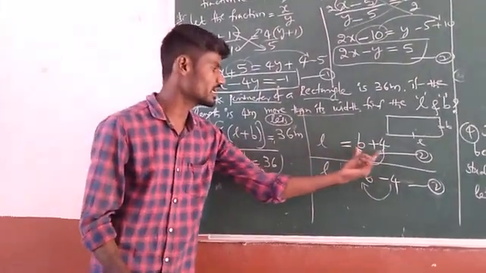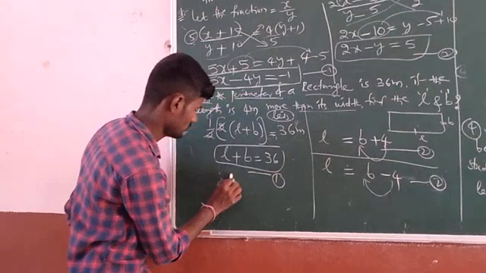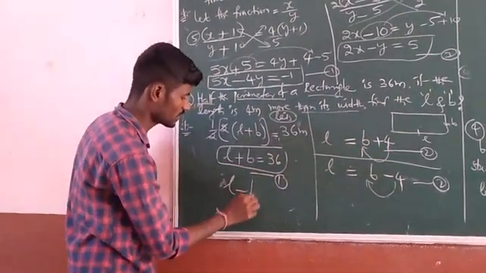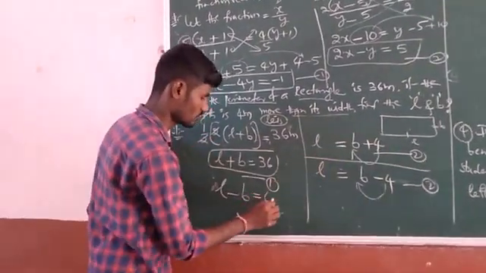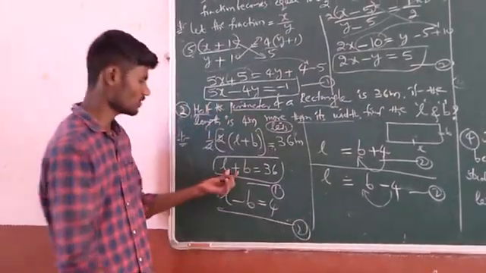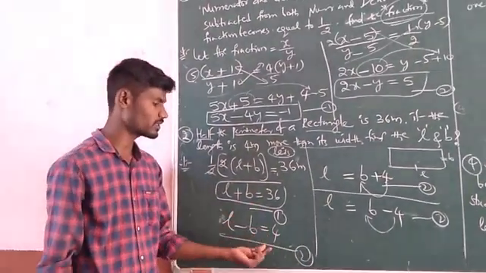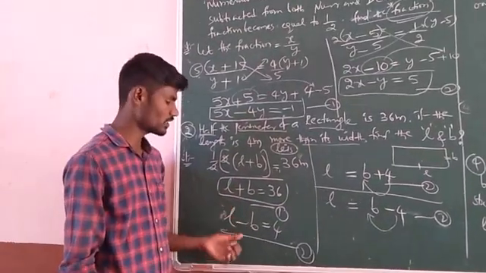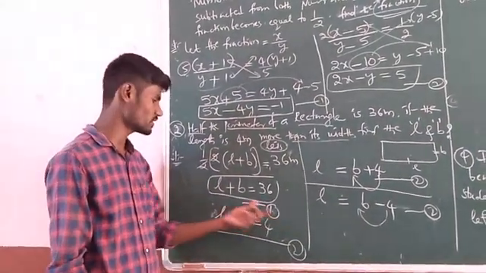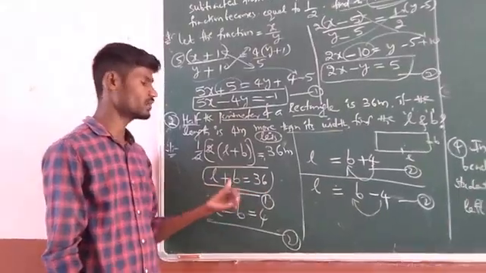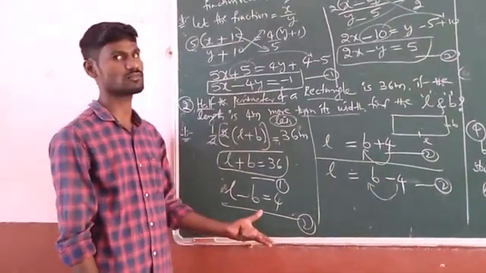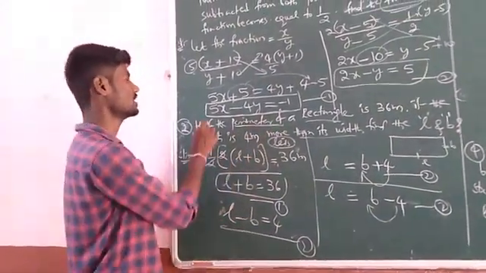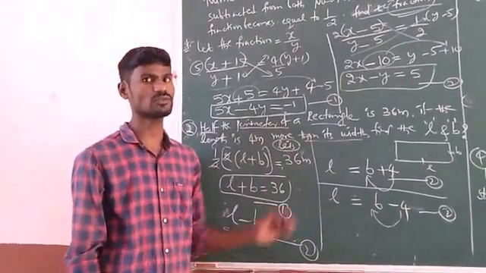So if you rearrange, L equals B plus 4; taking B to the opposite side, L minus B equals 4. This is equation 2. If you observe, equations 1 and 2 are in standard form. If you add them, B is eliminated, 2L equals 40, then L equals 20. If you substitute L equal to 20 here, you will get B equal to 16. Easy. But how to frame conditions is important. Okay, let us go to the next problem.